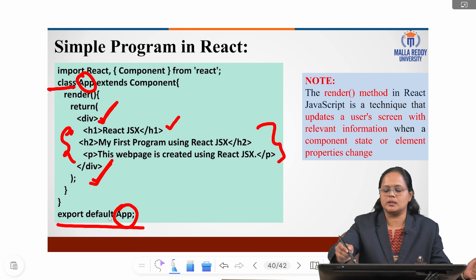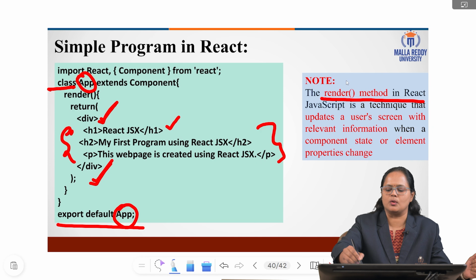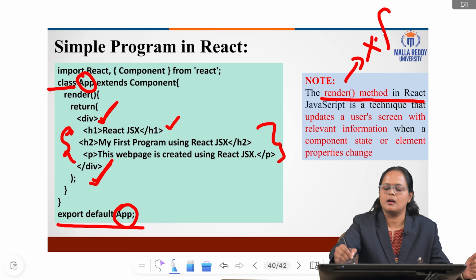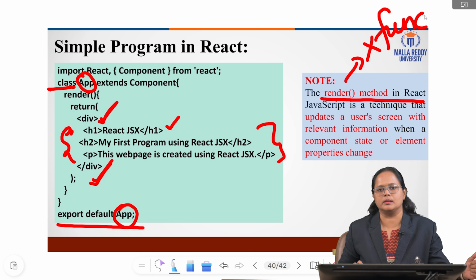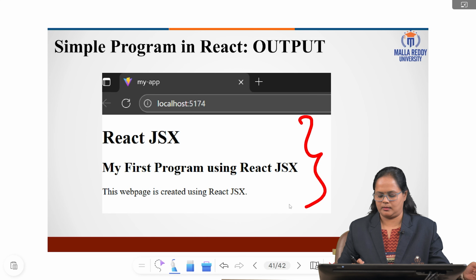So this render method is really important in React JavaScript. It is a technique that updates the user screen with the relevant information when a component state or element properties change. So this render method is not necessary in a functional component. This render method is necessary only in the class component. So the 3 lines of text you can see on the output web page or output screen here.